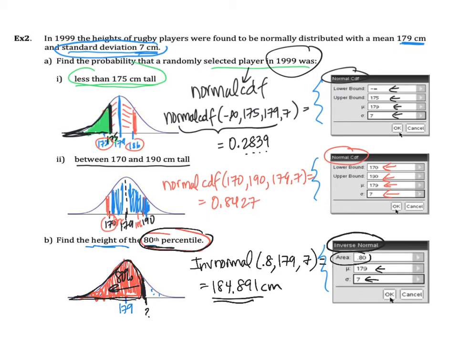So when we give you the percent, you're doing the inverse. You actually have to find the height. So remember, that's the opposite, right? Inverse. So we're inverse normalizing this. So you plug in the information and get your answer.